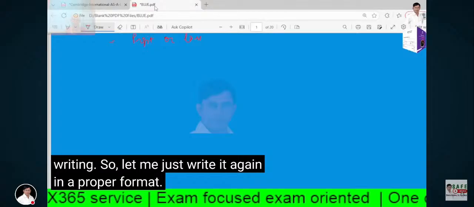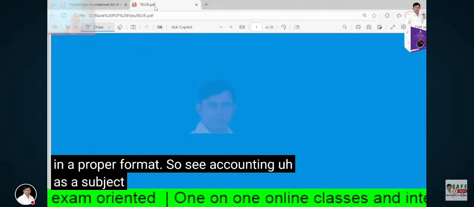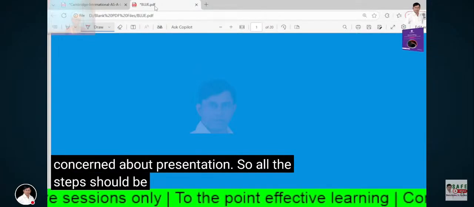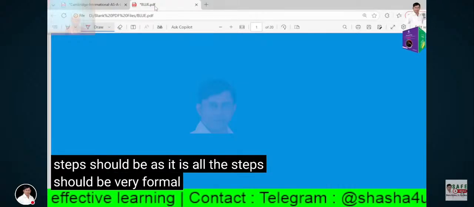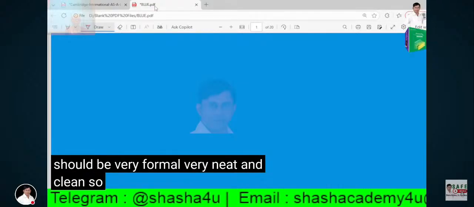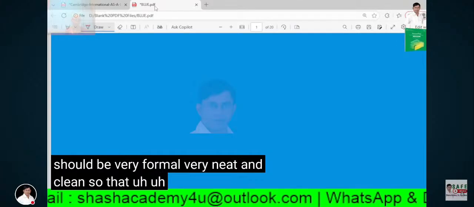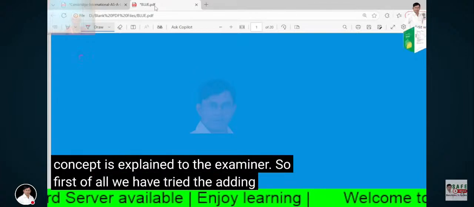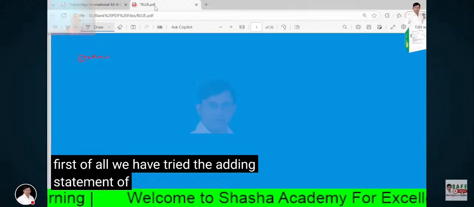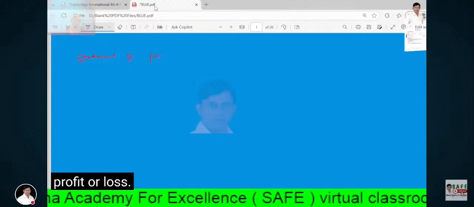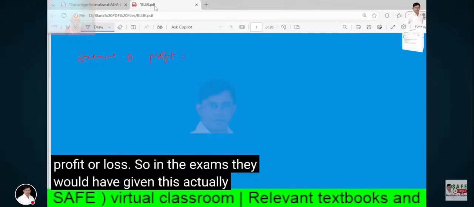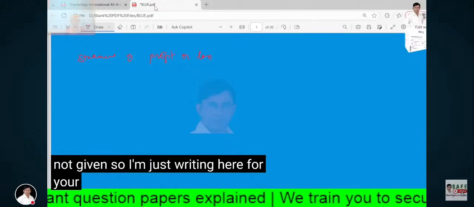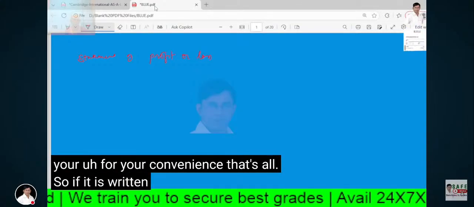Proper format. See, accounting as a subject is more concerned about presentation. So all the steps should be very formal, very neat and clean, so that each and every concept is explained to the examiner. First of all, we write the heading, statement of profit or loss. In the exams they would have given this actually, so it is not so important. Even then, if it is not given, I am just writing here for your convenience. If it is written, you don't have to write it.